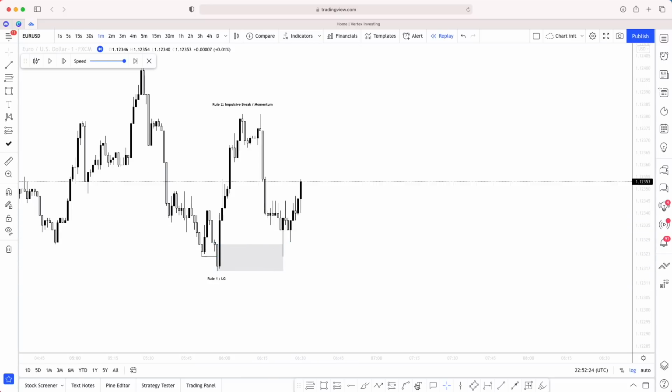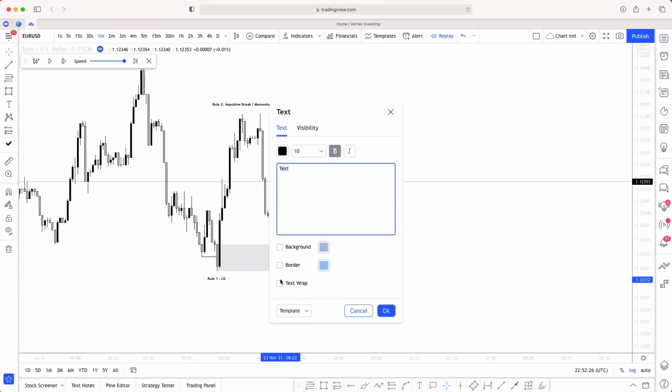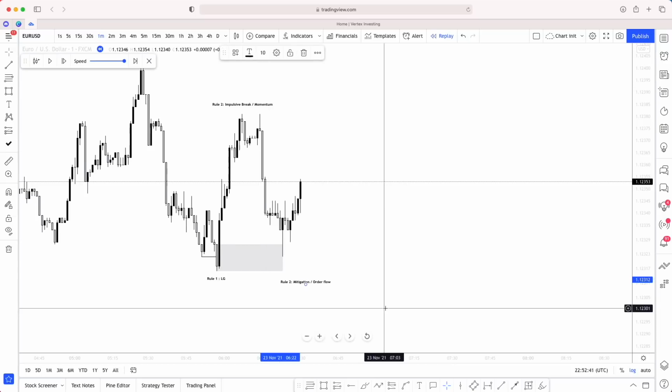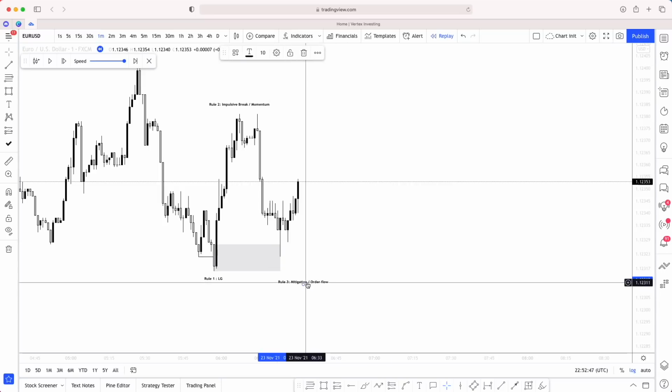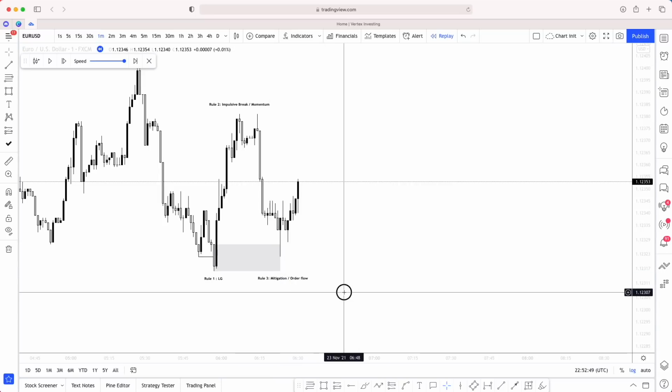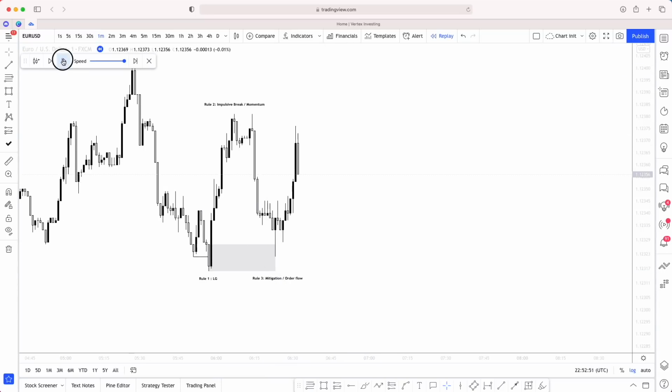Okay. What we can see here is now we have rule number 3, which is our mitigation, which is our order flow being created. Did I spell mitigation wrong? Yeah, I did. I missed the I. There we go. So this is, oh, not rule number 2, rule 3. Sorry, there we go. That's rule 3. So now we have our mitigation. So let's go on to break structure.